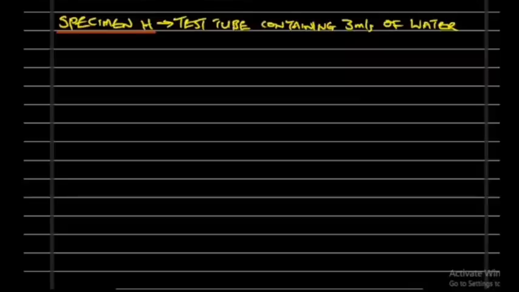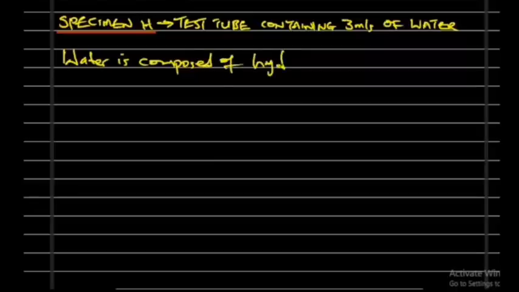So water, what is water? Chemically, the formula is H2O. Water is composed of hydrogen and oxygen. That is why chemically it is written as H2O. That is what we refer to water as.